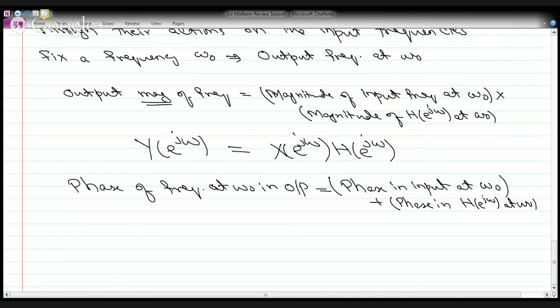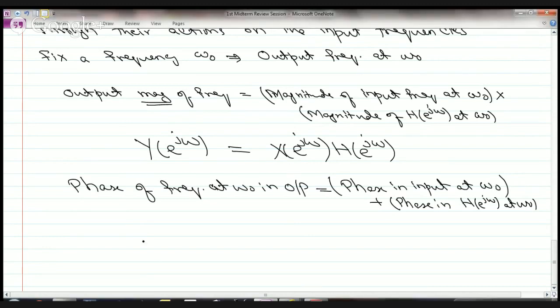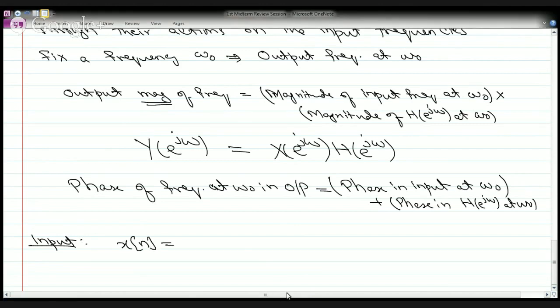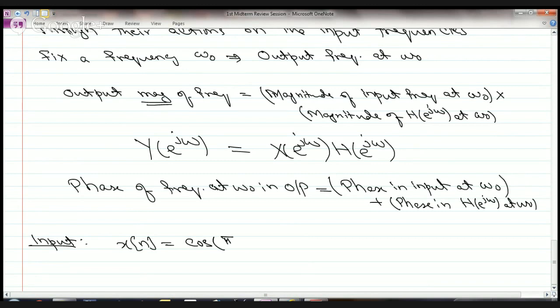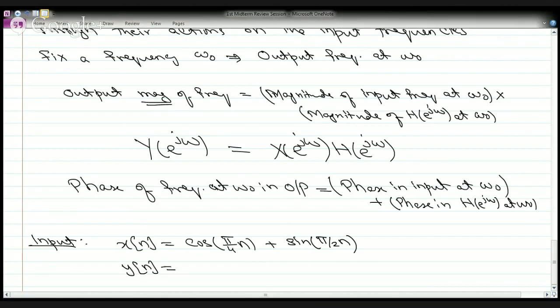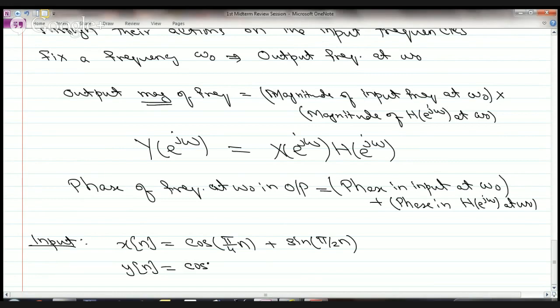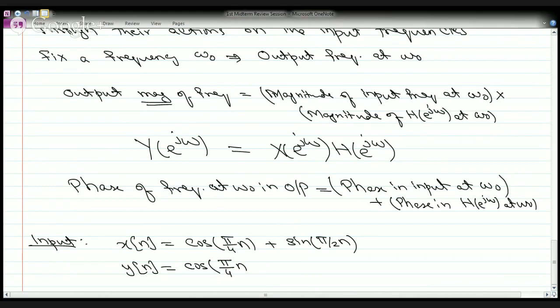So the input that you are given, now just doing the basic review of the concept, you have input that is x[n] equals cosine of pi by 4 n plus sine of pi by 2 n. And you are told that the output is y[n] equals cosine of pi by 4 n plus pi by 2.